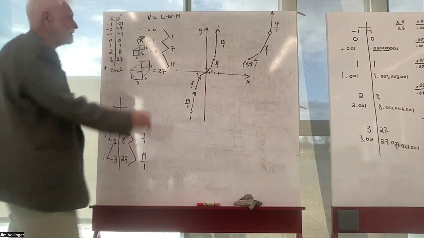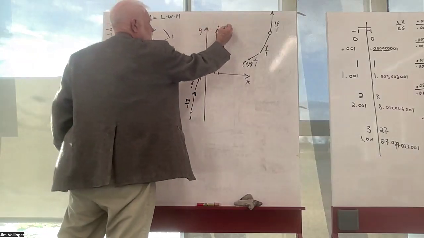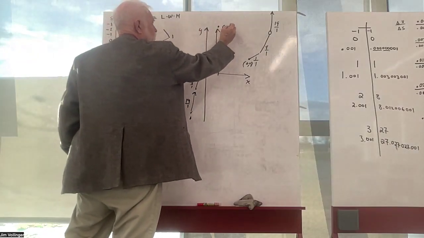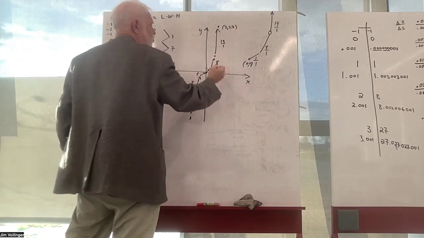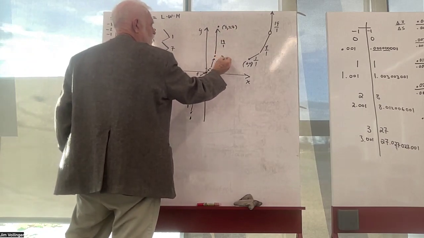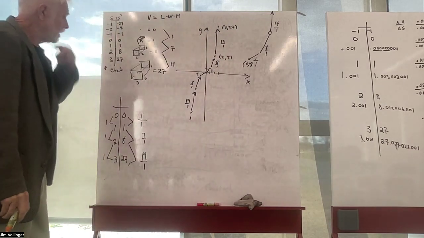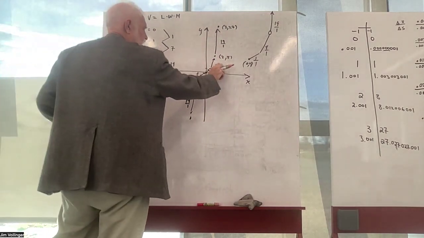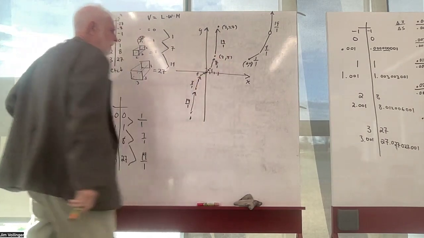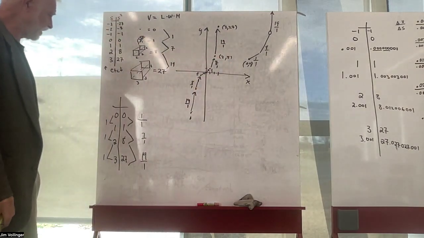And I can plot places like this: 3 by 3 by 3 gives us 27 units of volume. 2 by 2 by 2 gets us 8 units of volume, and so on and so forth. And I already see a mistake I have here. Okay, I tried to put a lot of this stuff down already.